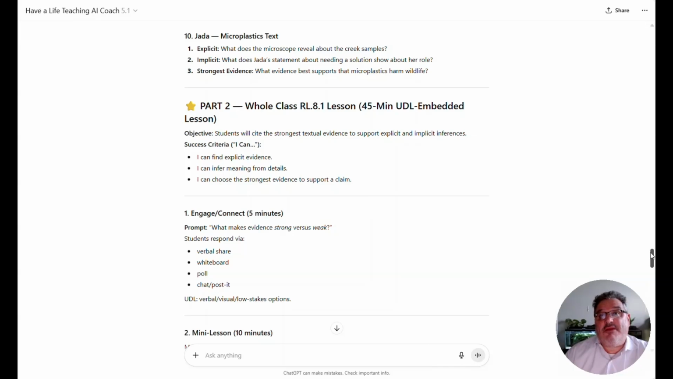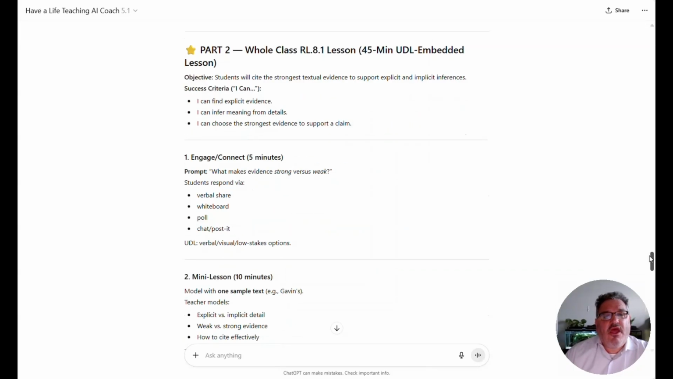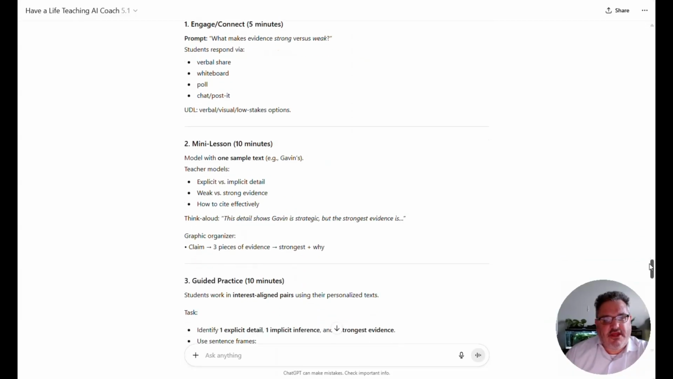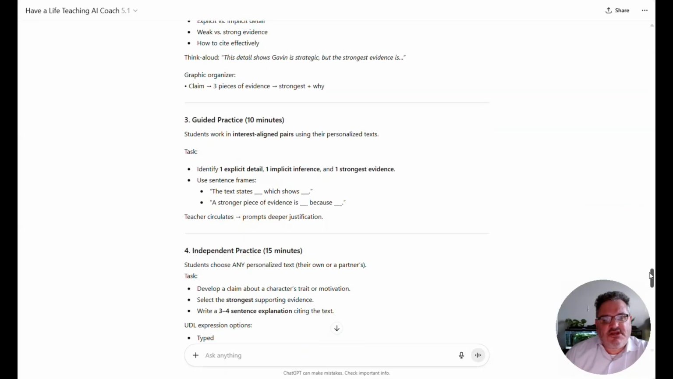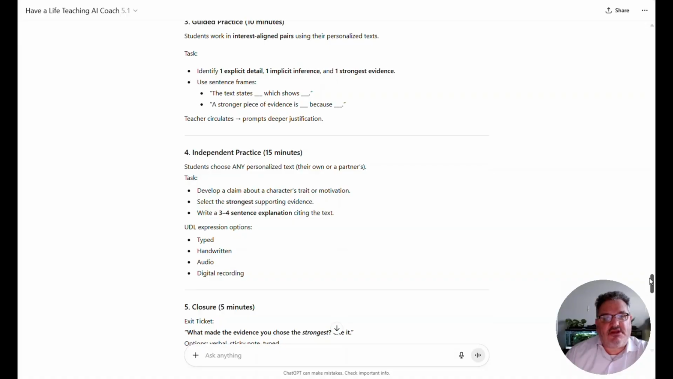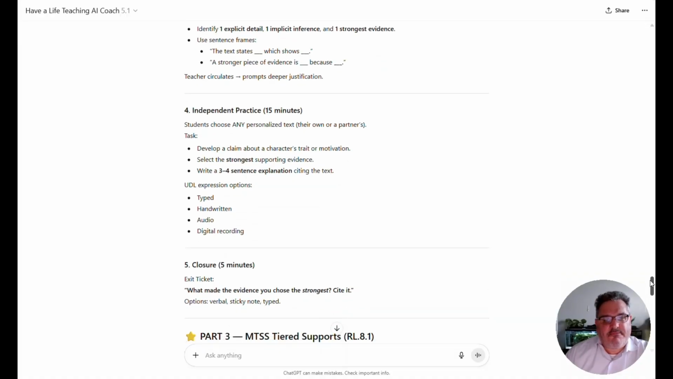Again, I've input various documents related to universal design for learning principles. And it gives you the whole activity here, inclusive of mini lesson, guided practice, and the independent practice. And what I like about the independent practice, which you could see here, is that the students can choose any personalized text, their own or a partner's, and discuss the following. They could discuss a claim about a character trait or motivation. They could select the strongest supporting evidence, and they could write a 3 to 4 sentence explanation citing that evidence.